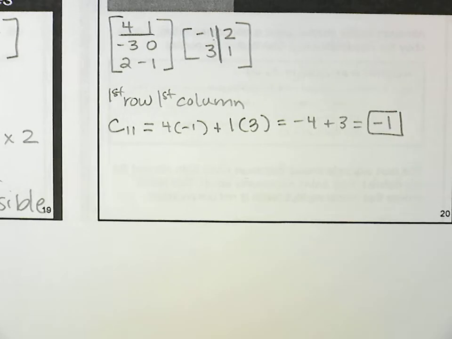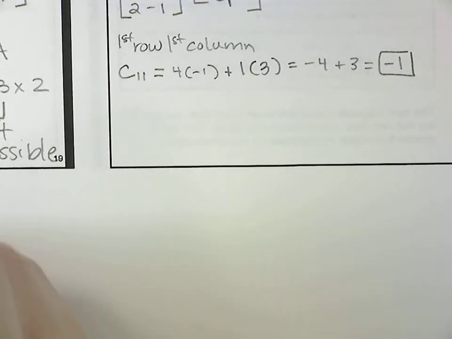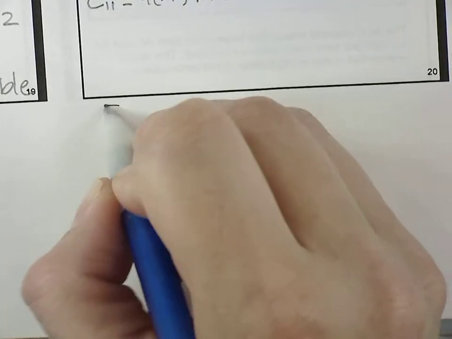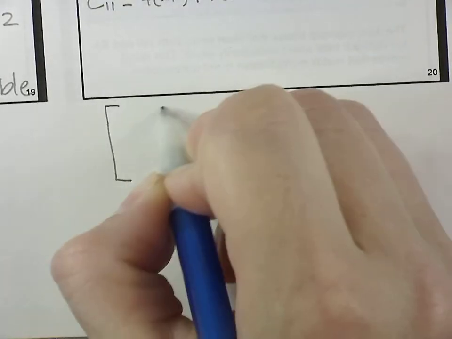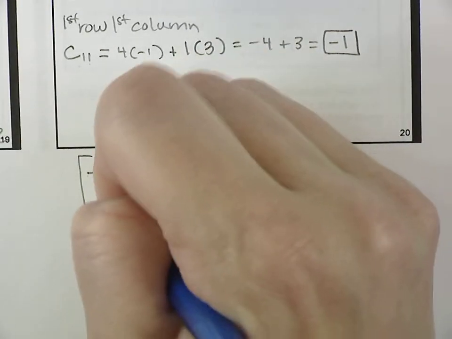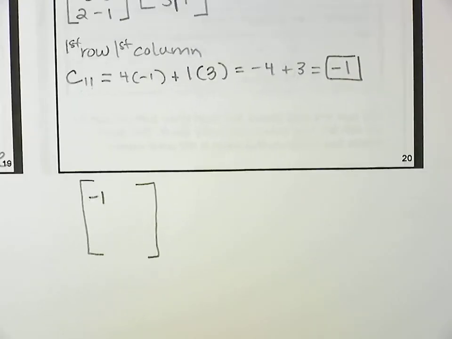So when you're putting that in your solution matrix, I'm actually just going to write my solution matrix down here. So my solution matrix, the result is a 3 by 2. So that means it's going to be 3 rows and 2 columns. This is the first row, the first column. So the first row, the first column is going to be negative 1.